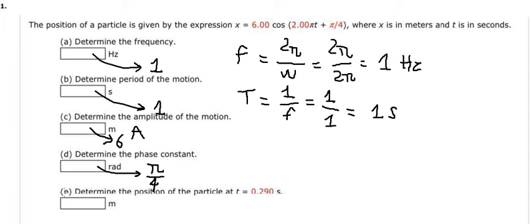Question E. Determine the position of the particle at t equals 0.29 seconds. So we have t in here. So we put 0.29 in here. So you got the answer. That should be about 5.994.